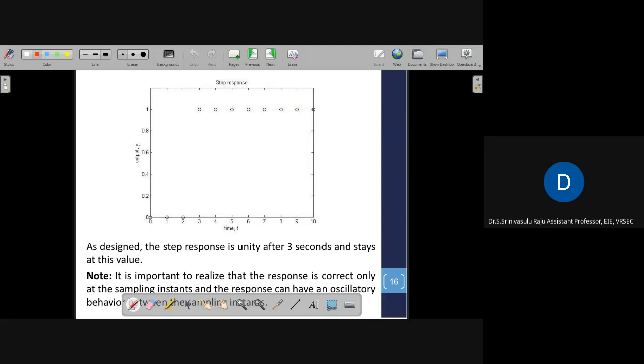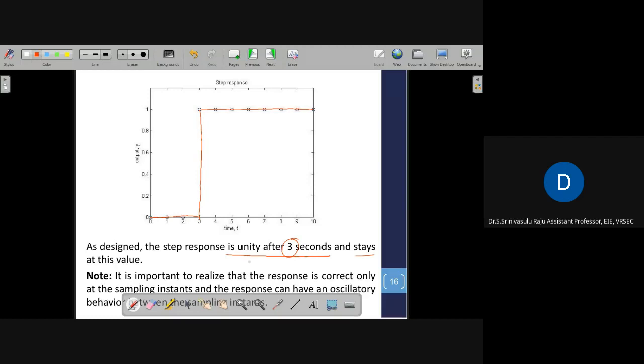As designed, the step response is unity after 3 seconds. Can anyone say why it took 3 seconds? Because the order of the system is 3. The value of K should be greater than or equal to 3, so it will take K seconds to settle. The output will settle at the input value and stay there. You can see here the output tracks the input at K equal to 3. All of you can see the circles, the white marked circles.